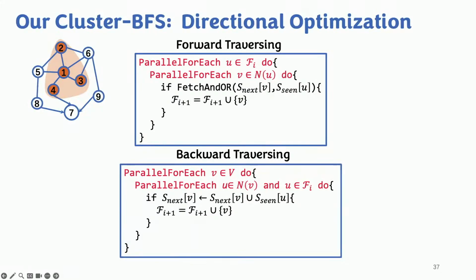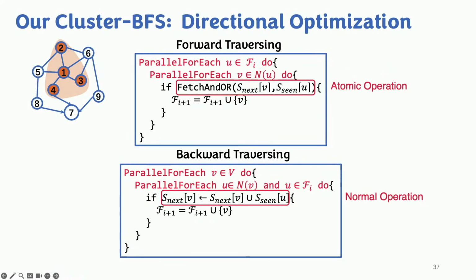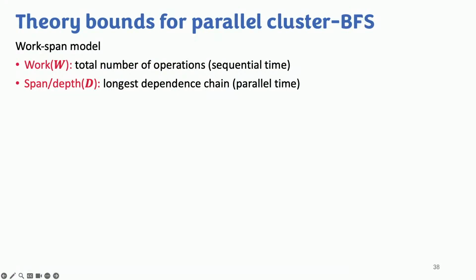And when the frontier size is large, applying backward traversal can avoid atomic operations, and it is also more I/O efficient, so the performance is better. And the backward traversal technique can also be applied in our Cluster-BFS. Now let's look at the theoretical guarantees of the parallel Cluster-BFS.